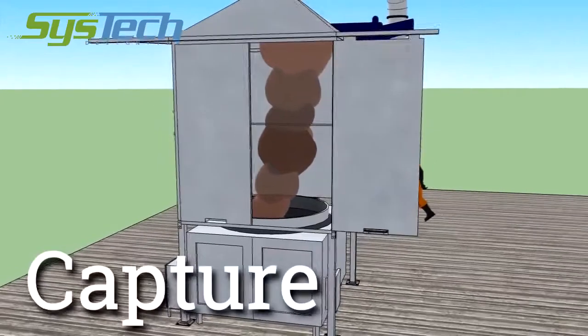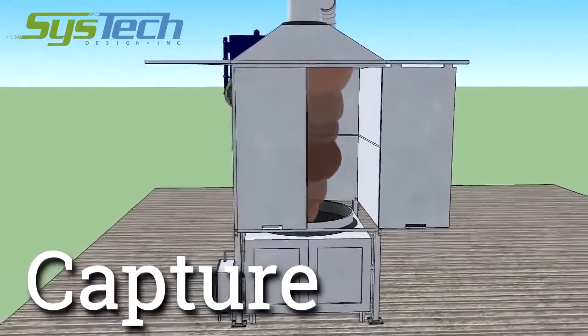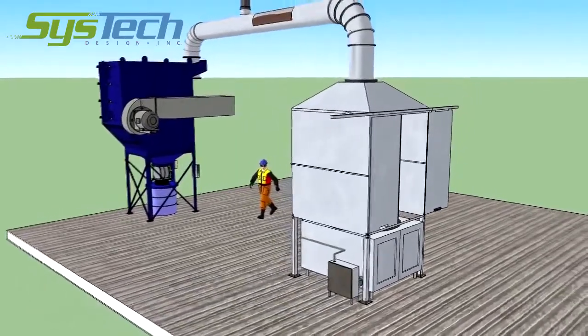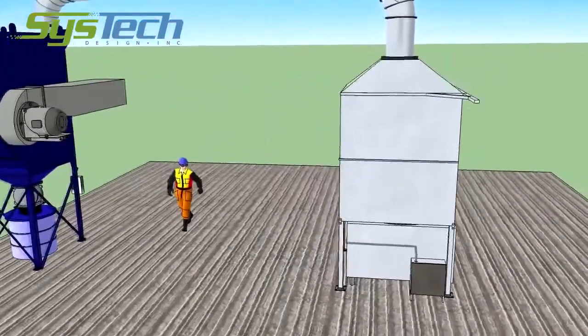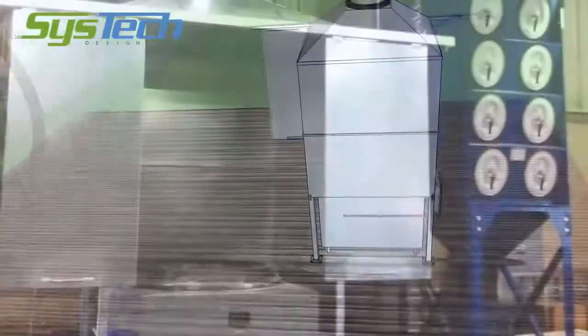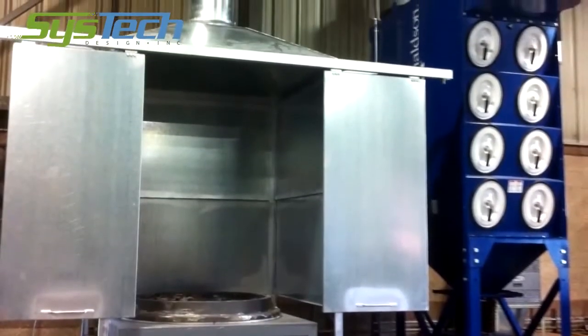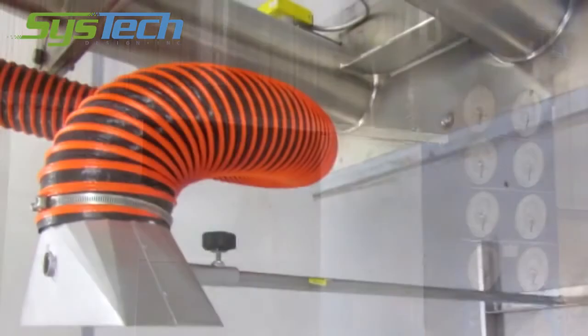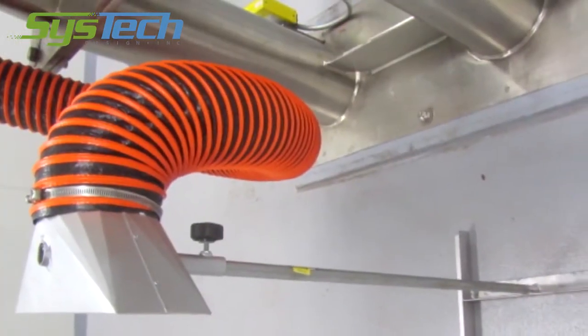The first C is capture. Our goal is to collect 100% of the pollutant while minimizing the amount of ambient air required to entrain the pollutant. That can be difficult due to the process layout, building cross drafts, negative or positive room pressure, and worker access or machine design. The less air we capture, the smaller the system horsepower, duct diameter, and dust collector size.